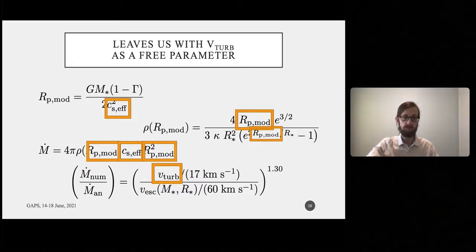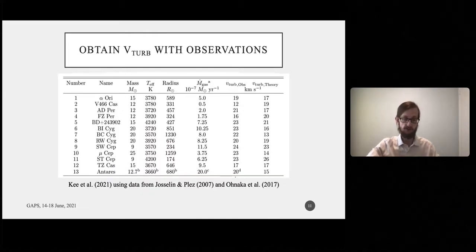To constrain the turbulent velocity for this theory, what we've done is turn to observations, and specifically this set of observations compiled by Josselin and Plez 2007, and with the addition of observations of Antares from Ohnaka et al. 2017. And this is a case where we have an inferred gas mass loss rate and an observationally inferred turbulent velocity. By taking these equations and determining what turbulent velocity is required to get back this mass loss rate, we get the final column, which is the turbulent velocity from theory, which is in its mean consistent with the turbulent velocity from observations to the about 2 km/s observational uncertainty of the observations.